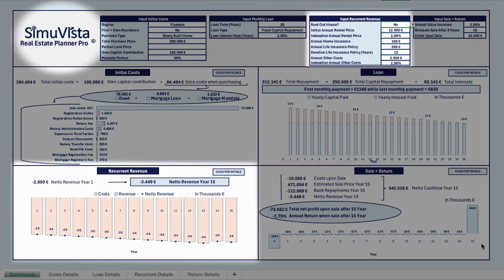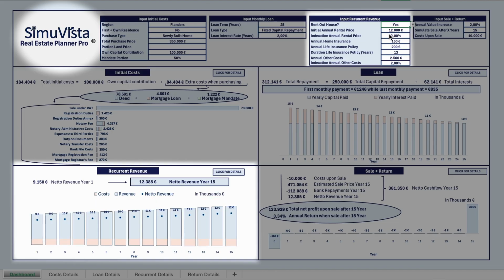The third block is the recurrent revenue and costs, and this shows you the ongoing performance of your property. You can decide whether you rent out your property or not, let's say yes. And if so, you can set the initial rental price and the annual indexation that you expect. You can add your estimated recurring costs like your home insurance, life insurance policy, the duration of your life insurance policy, and also other annual costs which can be indexed as well.